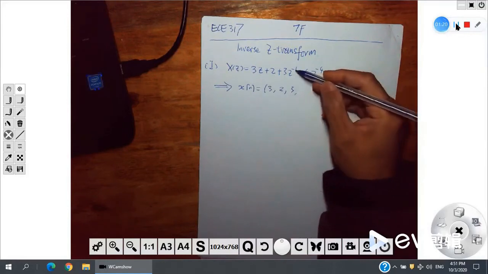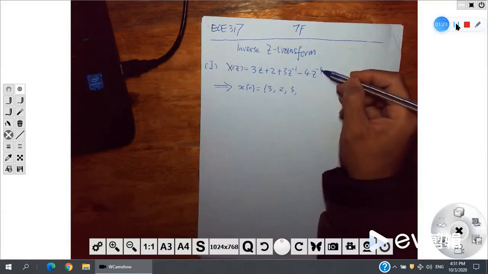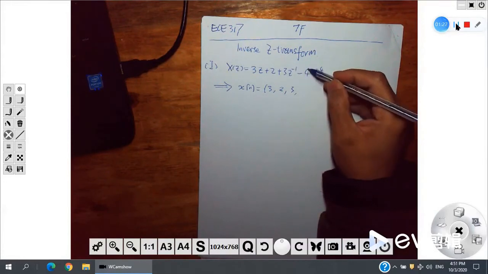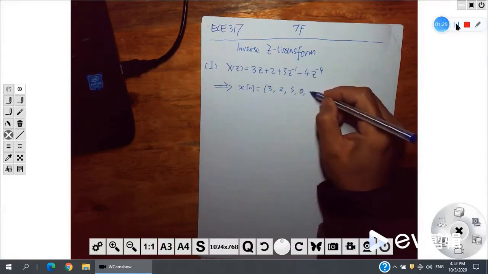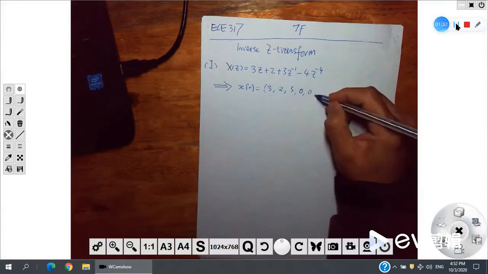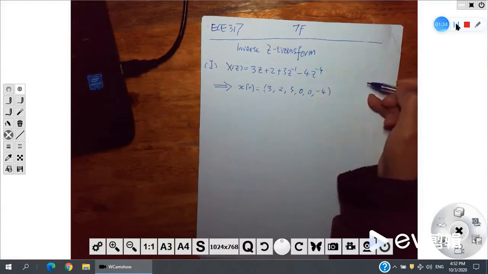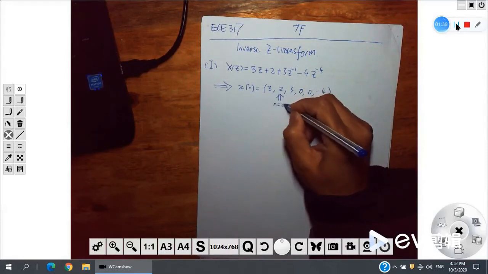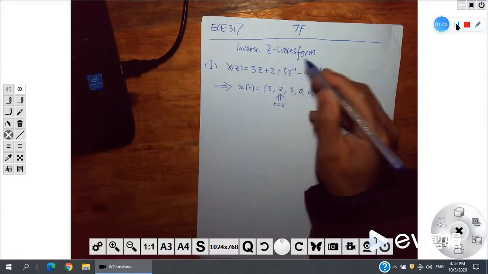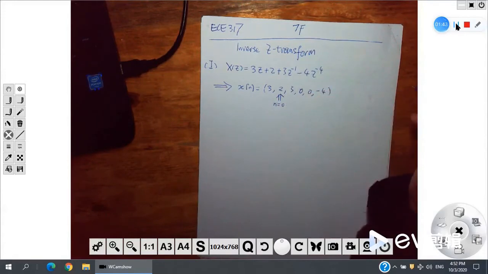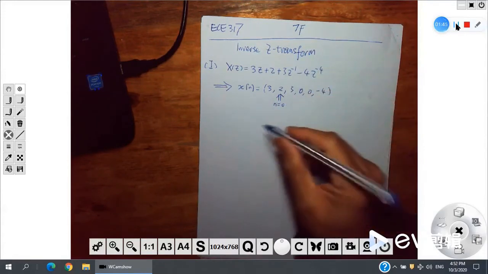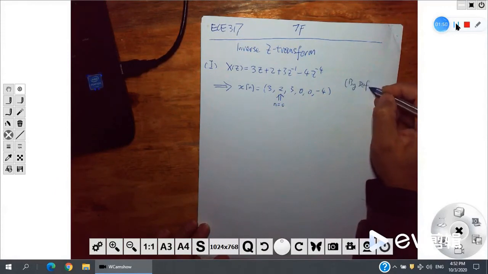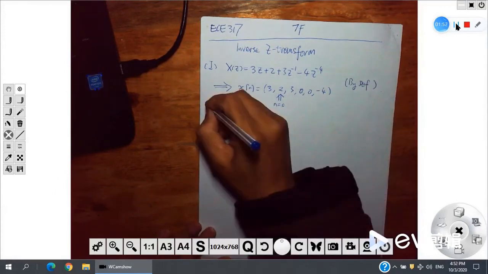Okay, here you see z to negative 1, z to negative 4. We do not have z to negative 2, z to negative 3. So actually here we need 2 zeros for those two terms. And then negative 4. Alright, so this is the answer. Indicate here n equal to 0. This constant corresponds to z to the 0. This is just by definition. Alright, it's the most simple case.